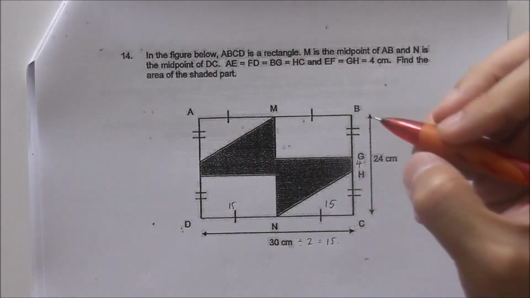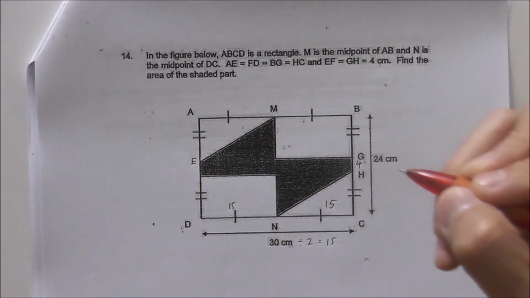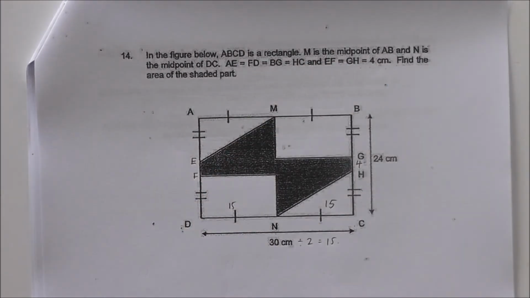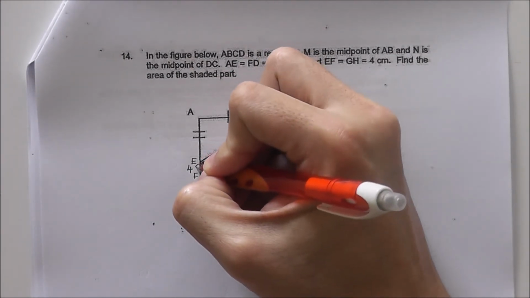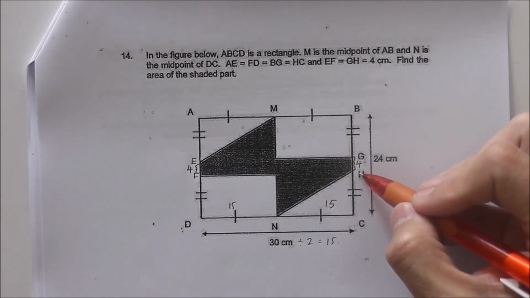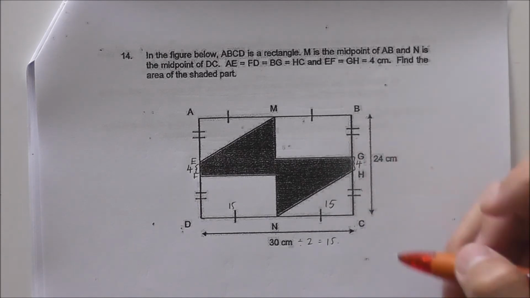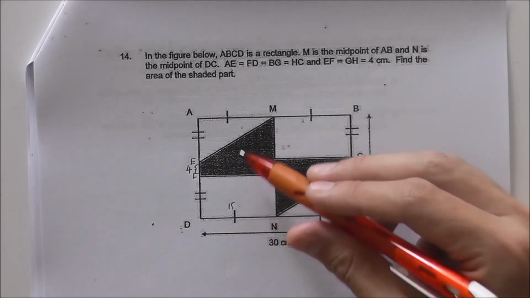And guys, EF is not indicated on the diagram. It should be here. So this is EF. Okay, so it's also 4 cm. So this small part here is 4 cm. So this is 24, and these two sides, they are the same. So we can actually find out what is BG, which is the same as these four sides.